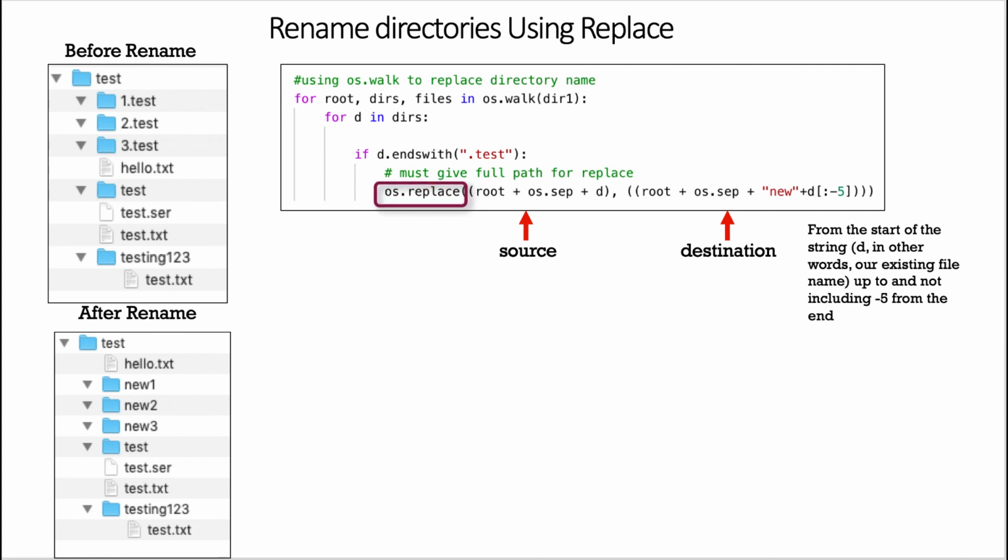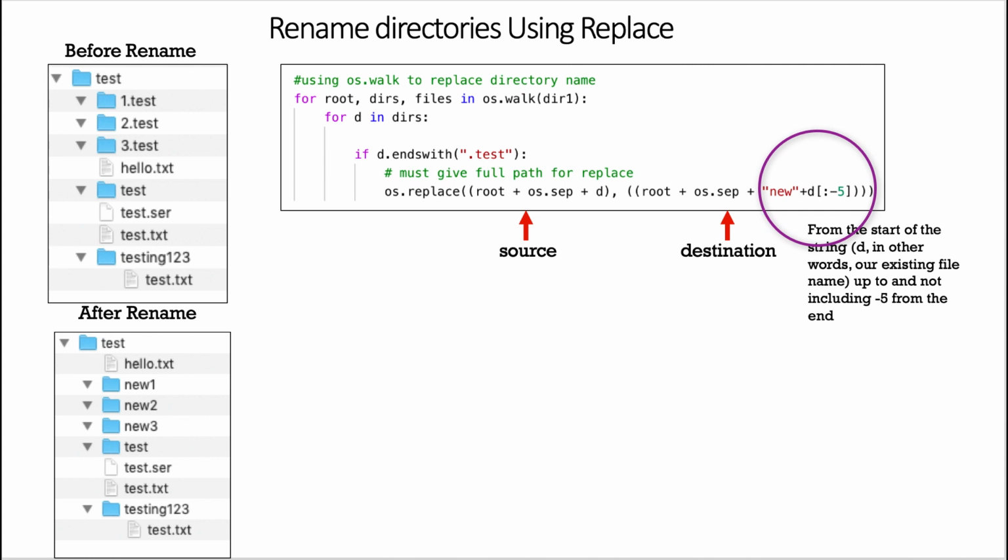Other than that, everything is exactly the same. I just wanted you to know that you can absolutely do this with two different functions or two different methods, both from the OS module in Python. One thing here is I'm changing the destination. So instead of 1.test.new, I want it to be new in the front of the word and then the number 1 in the end. So look and see what I did here.